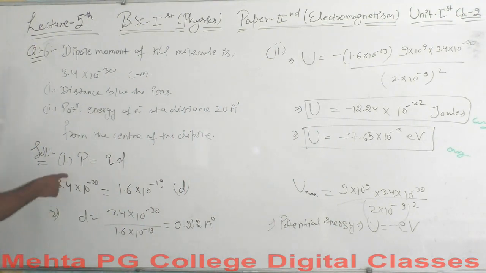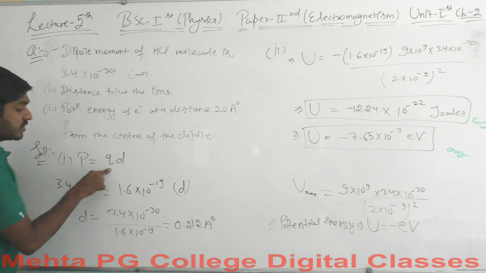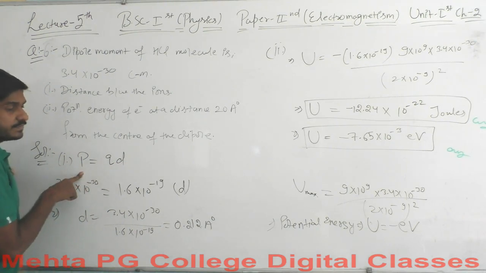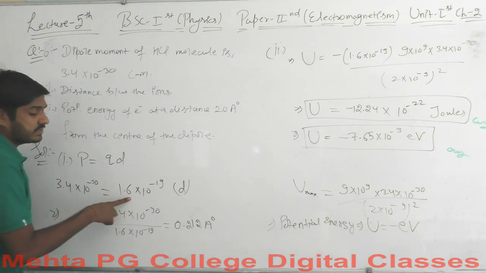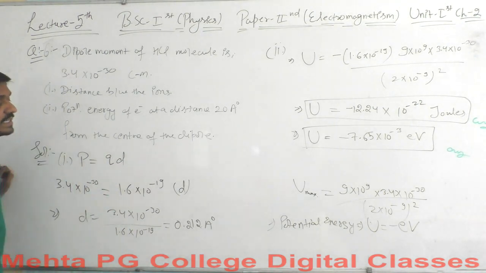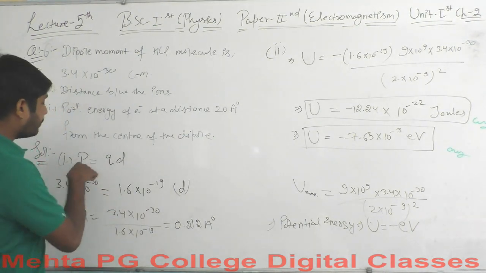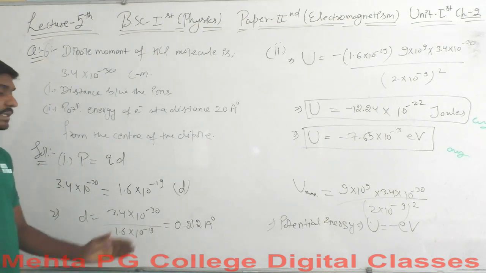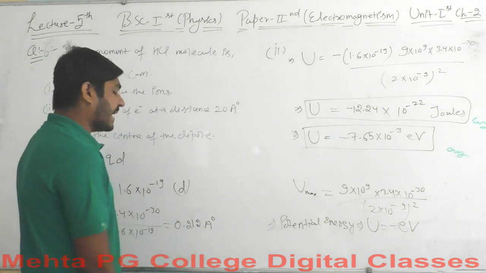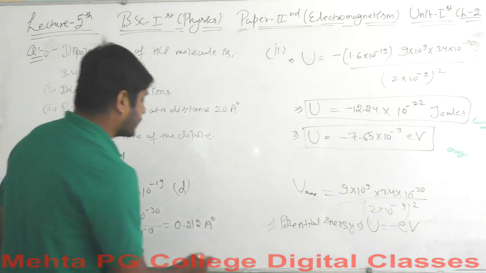The dipole moment P is given as Q into D. We are subjected to find out D here. The Q is been given and the P is been given, but Q is understood because the charge of electron is equals to 1.6 into 10 to the power minus 19 coulomb here. So D will be equals to P over Q, and this will give us 0.212 angstrom here. This is the one answer which we are subjected to calculate also.